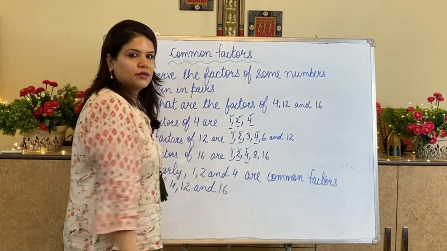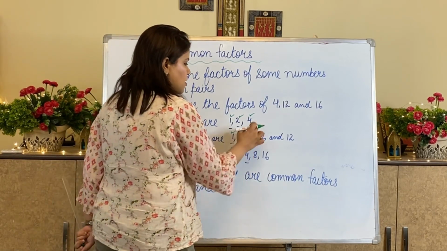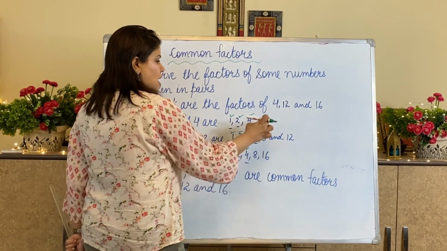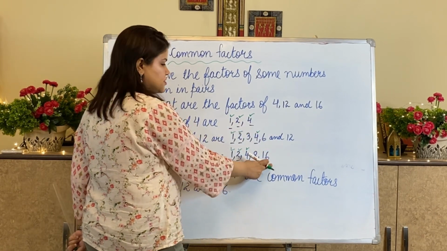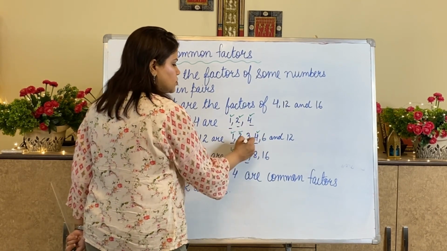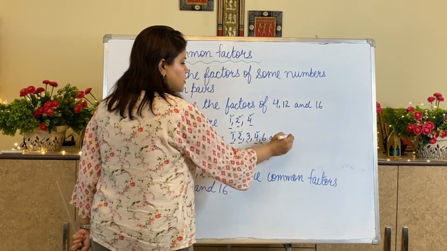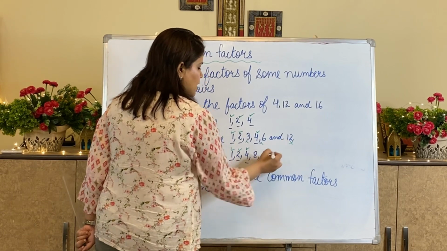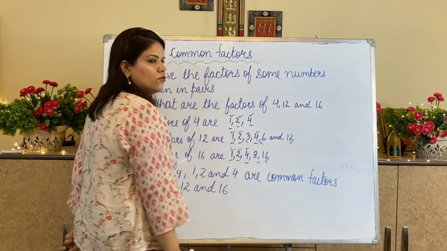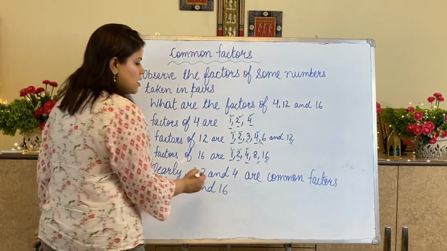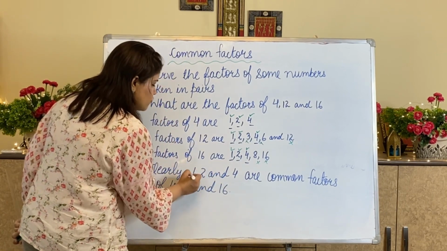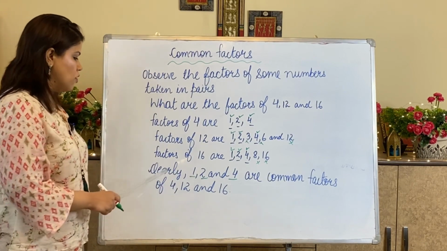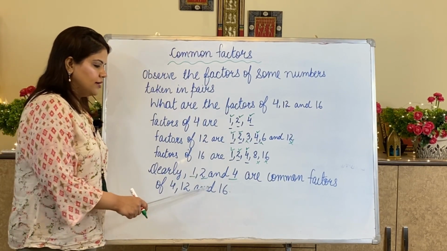Let me check out other numbers. For this 3 I don't have 3 here, I don't have 3 here. For this 6 I don't have 6 here, I don't have 6 here. So these are not common factors. For this 12 I don't have 12 here, I don't have 12 here. So this is again not a common factor. So out of these numbers I have got 1, 2 and 4 as the common factors of 4, 12 and 16.